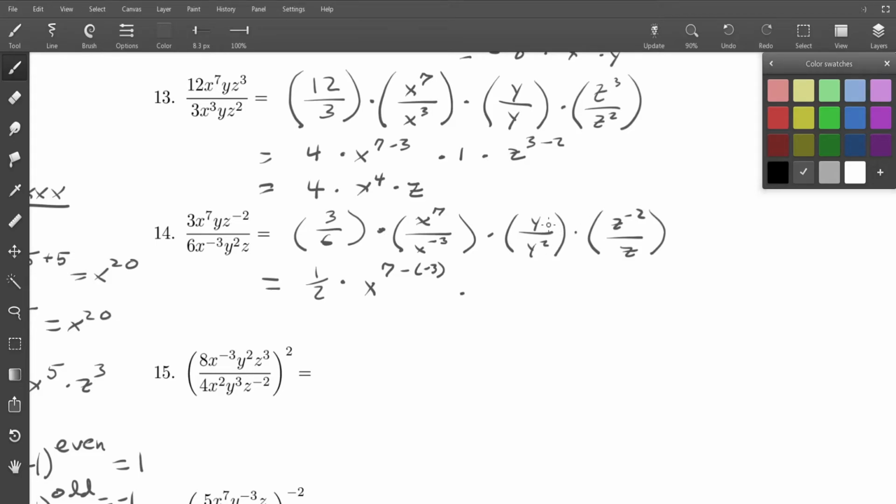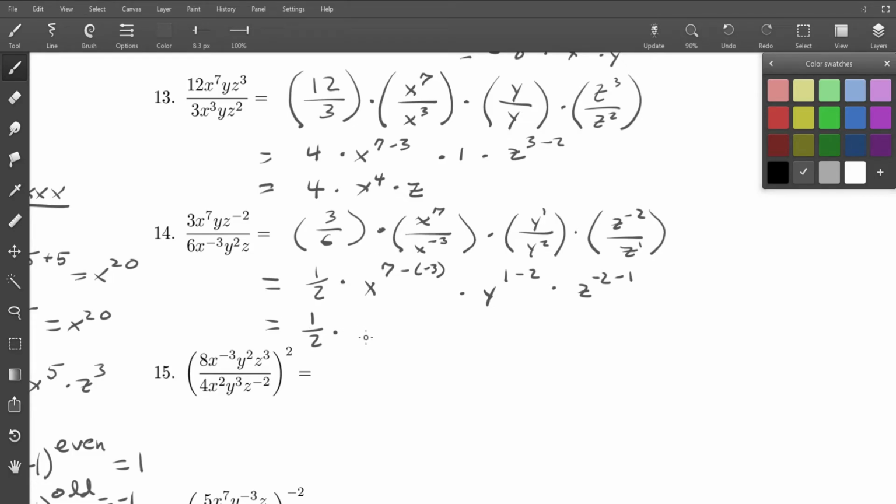Then here we have, again, remember, y on its own is always just y to the first. So here, if I write the 1 here, this will now tell me what the exponents are, and I can use the quotient rule yet again. So this will be y to the 1 minus 2. And then finally, I have z to the, again, that's an exponent of 1. So this is z to the negative 2 minus 1. Then we just simplify this out. So we have the 1/2 here, that stays, times, well, x to this, well, 7 minus negative 3 is the same thing as 7 plus 3.